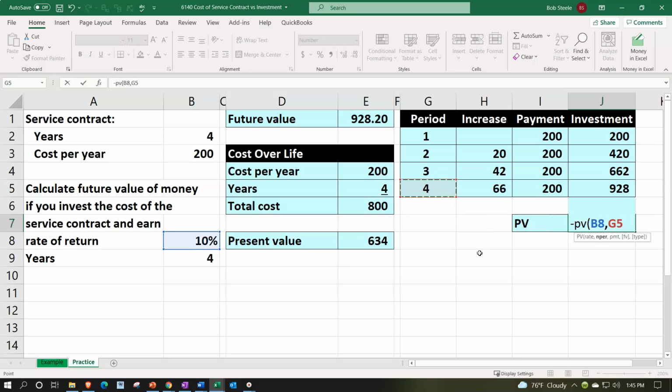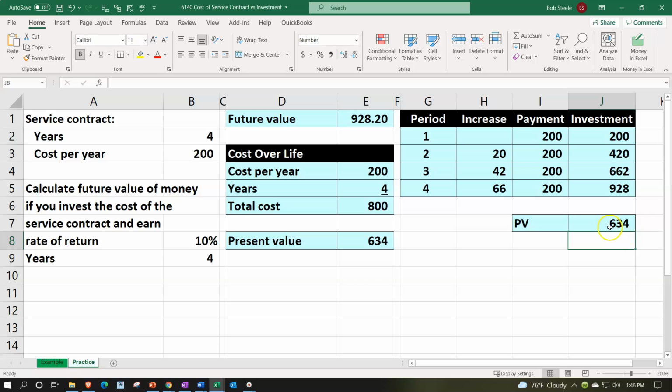Let's pick it up right there. Comma, no payment, because we're not talking annuity, we're talking instead present value of 1, so comma, comma. Then we're looking at the future value, the FV, which is going to be that 928, and enter, and that brings us back to the 634. So those are the two ways we can kind of look at it.